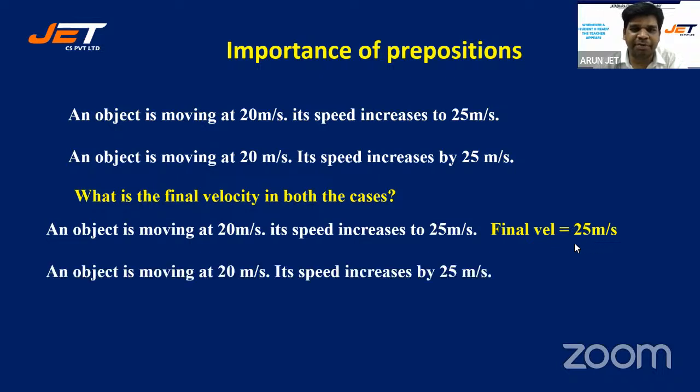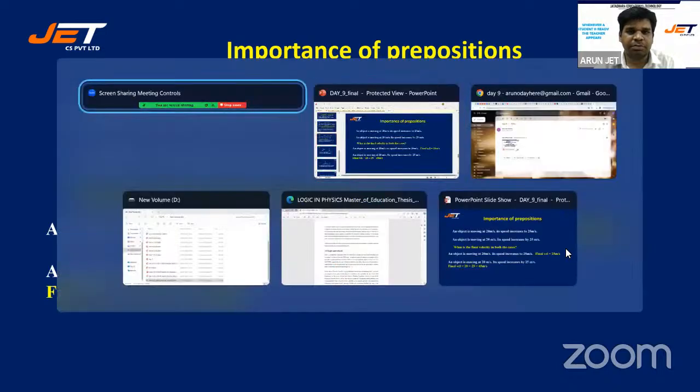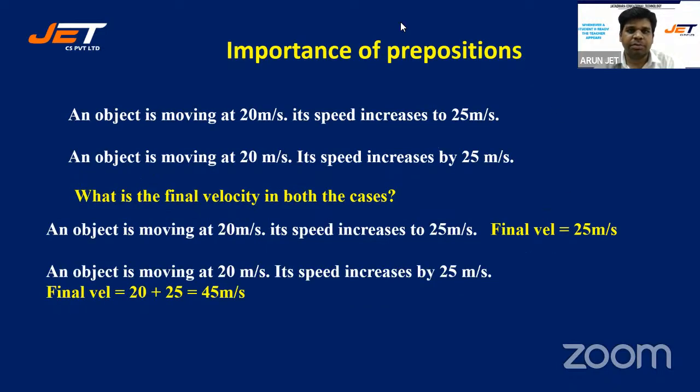But when I say it's by 25 meters per second, final velocity is 20 plus 25, which is 45 meters per second. Is this difference clear, students? It's a very important difference, which we come across not just in kinematics, but in hydrostatics, in thermodynamics, in every part of physics. Such prepositions do make a difference in the calculations we make.